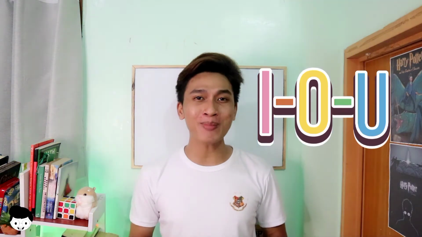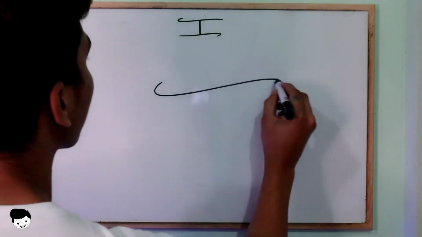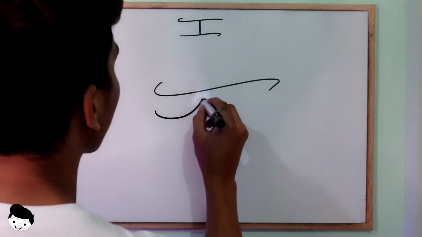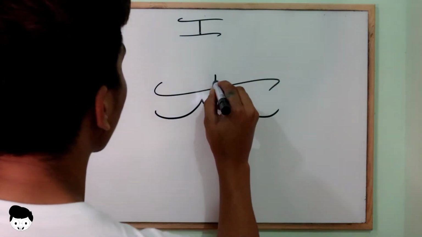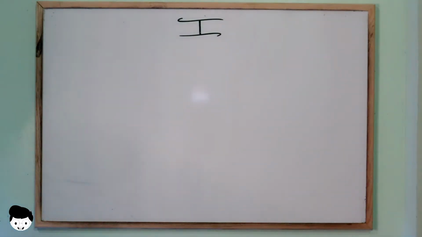In this video, we will learn how to write the characters I, O and U of Baybayin. And let's start! Simulan po natin sa character I. Ito po ang character I ng Baybayin. Uulitin ko po.